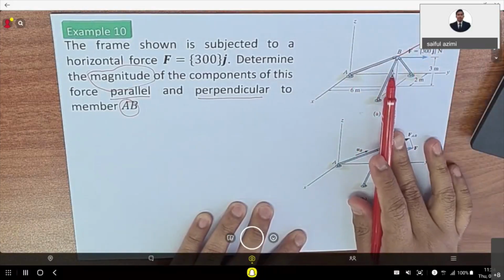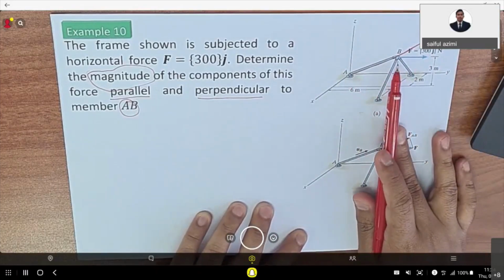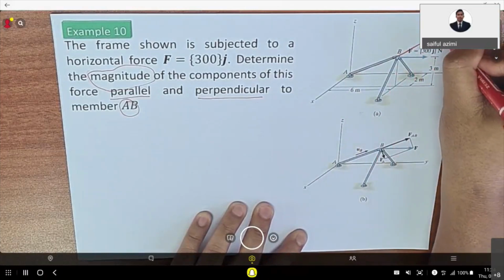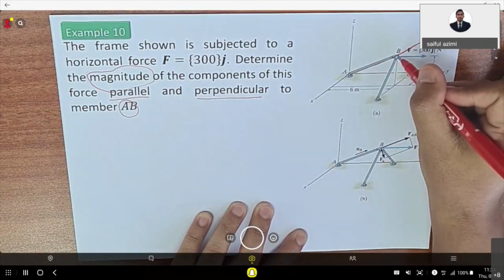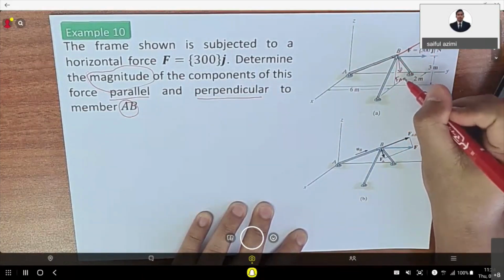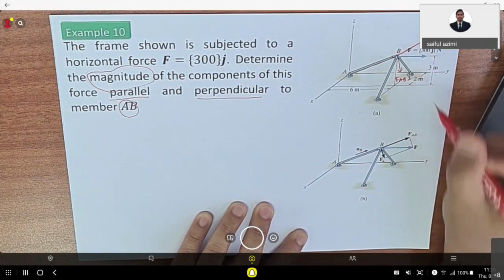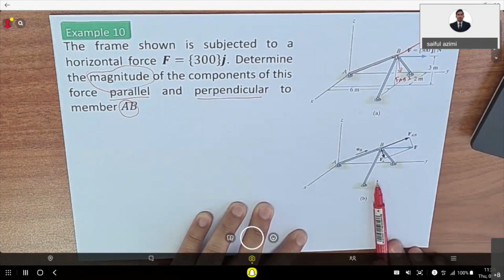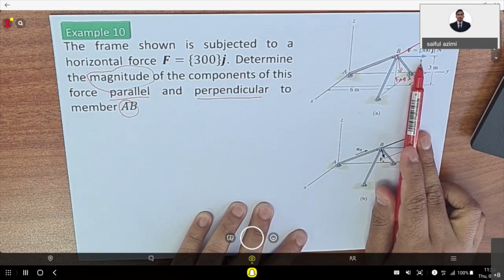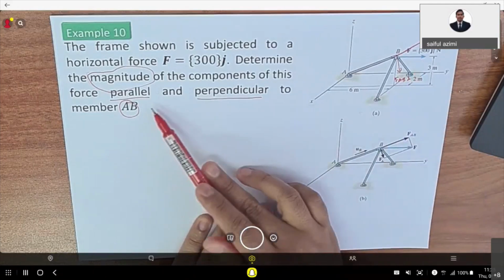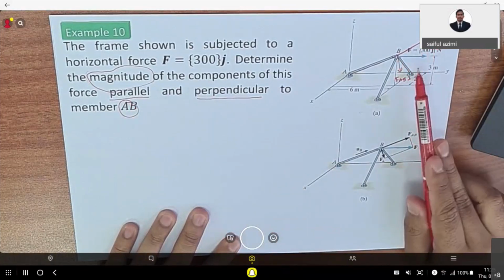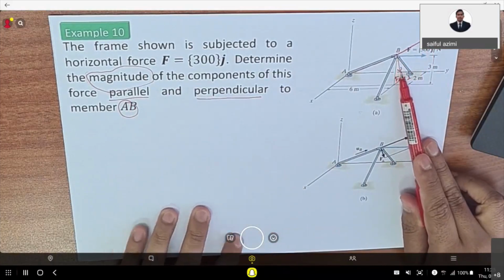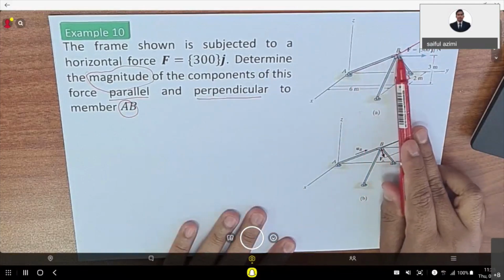So the question asks you to find the magnitude of the components of this force parallel. So this is the parallel one, this is FAB. And the perpendicular one is here, you have a perpendicular line here. So it is shown inside this figure. This is the force that has been given, and they ask you to find the magnitude of the force parallel, which is here, and perpendicular, which is here, with respect to the axis AB here.